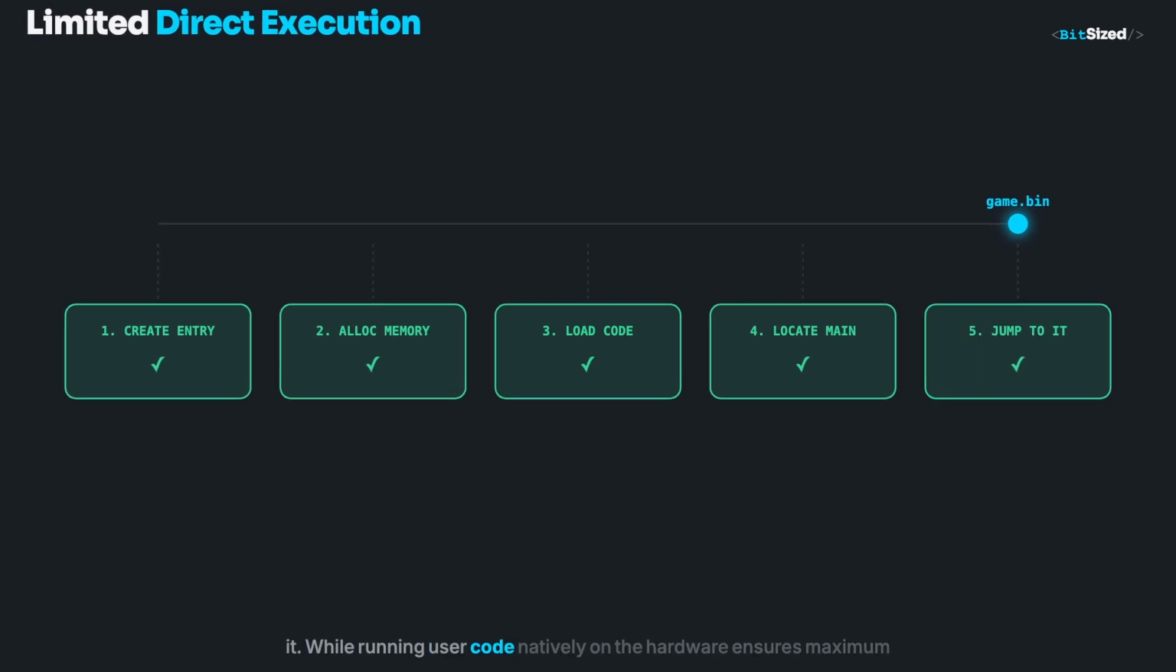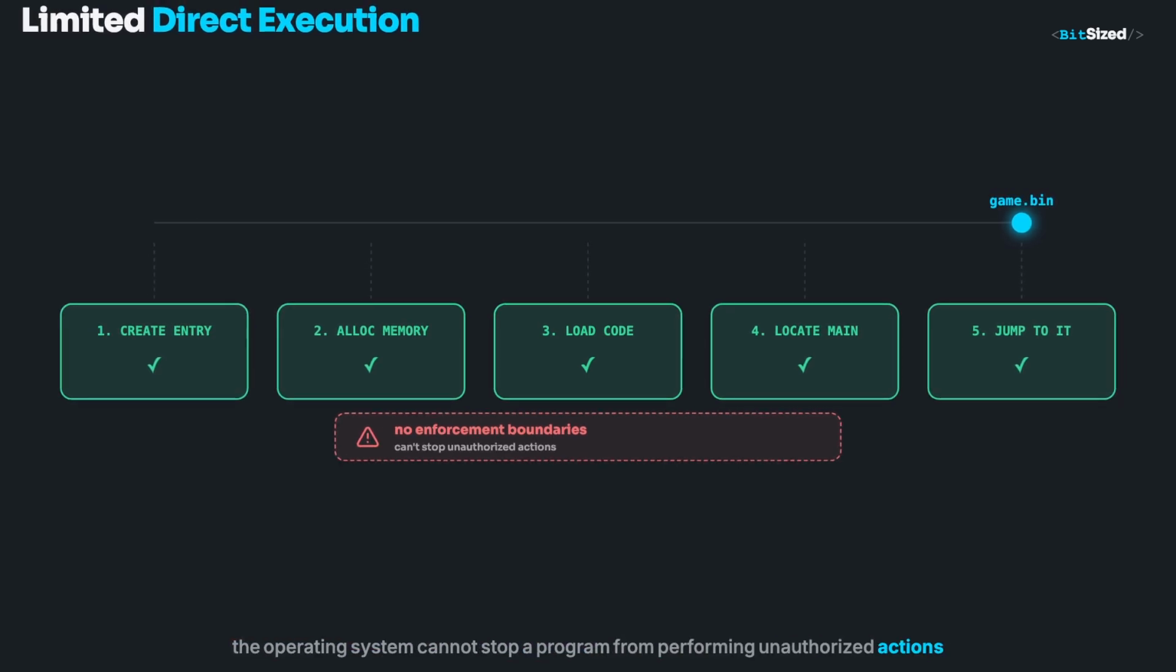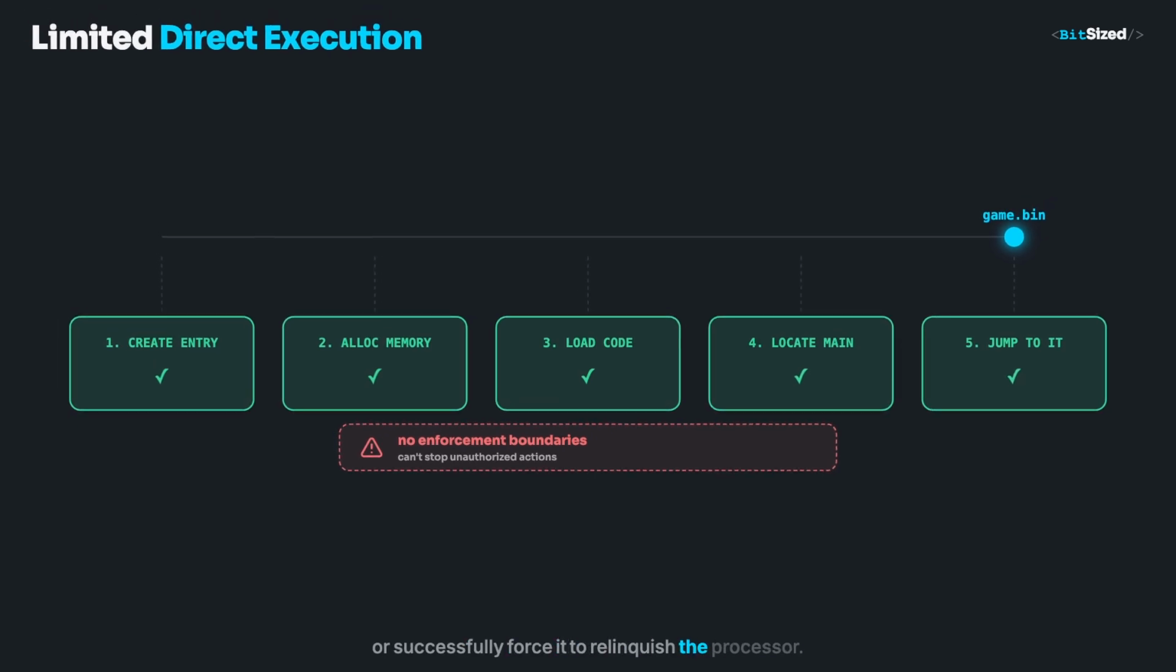While running user code natively on the hardware ensures maximum performance, it creates a dangerous problem. Without enforcement boundaries, the operating system cannot stop a program from performing unauthorized actions or successfully force it to relinquish the processor.